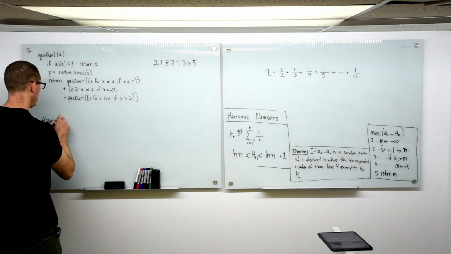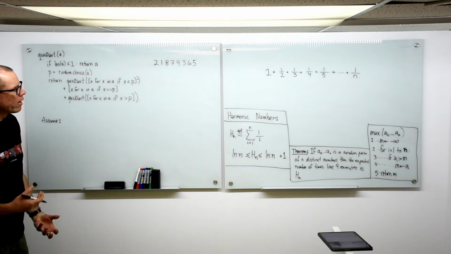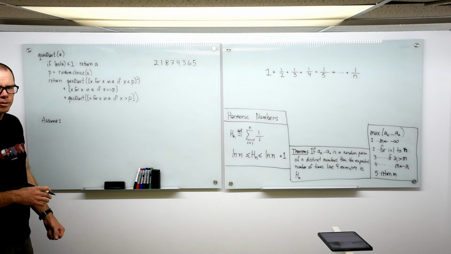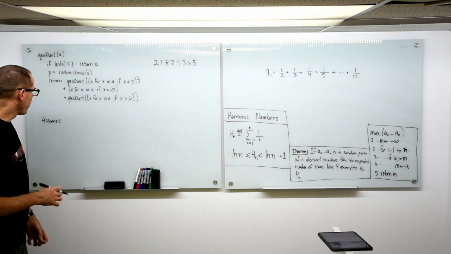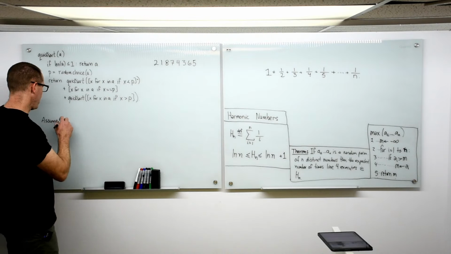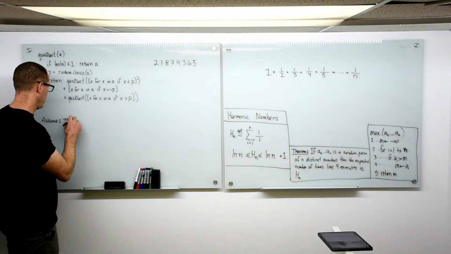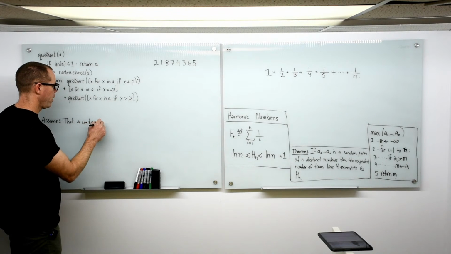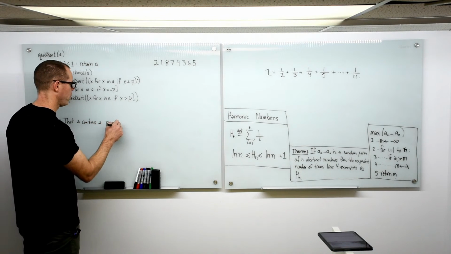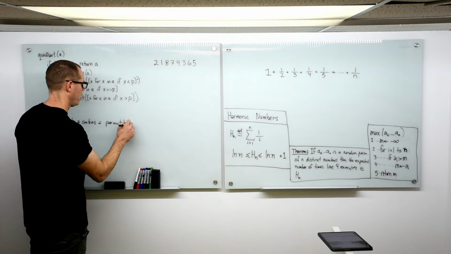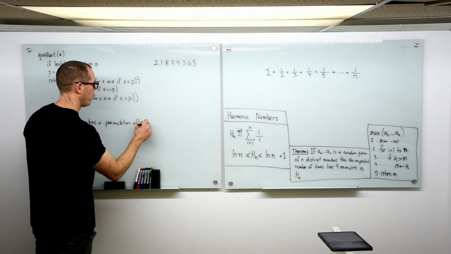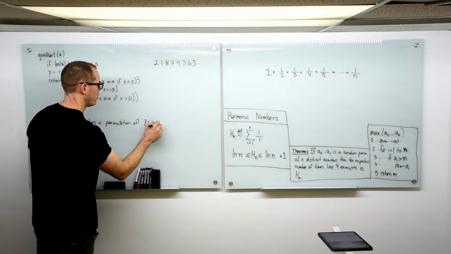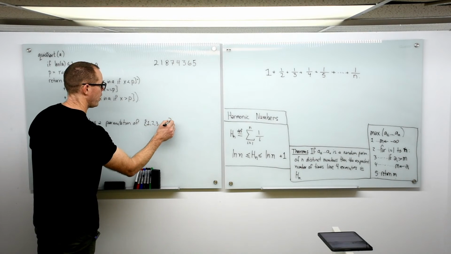Assume this is just for our analysis so that we are able to write down the numbers that are in the array when we're doing the analysis, that A contains a permutation of 1, 2, 3, all the way up to n.